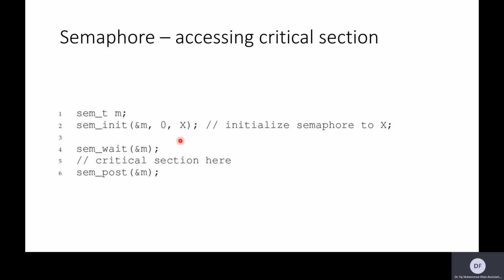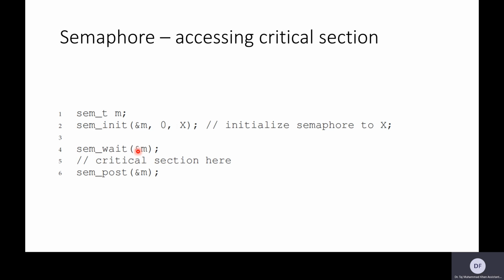Pause this video and think about it for 3, 4, 5 minutes to see if you can get to the point where you can guess this initial value. What value should we give here so that sem_wait and sem_post behave like lock acquire and lock release for this semaphore m? I'll give you a few minutes. Pause the video.